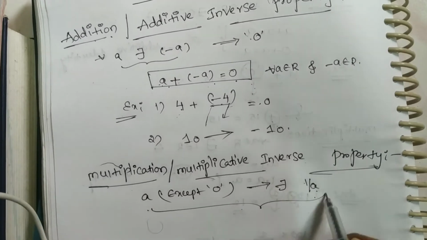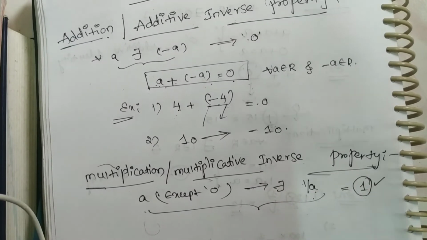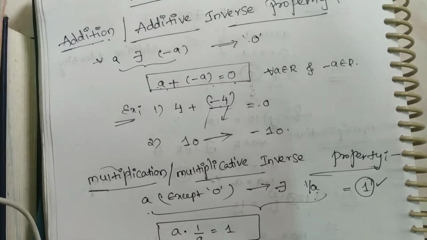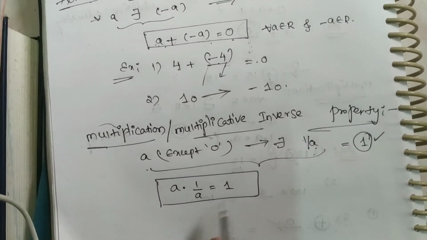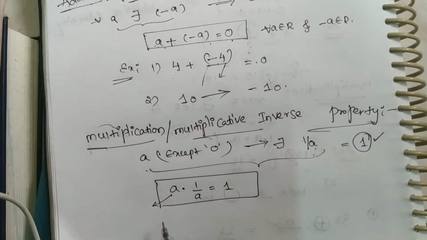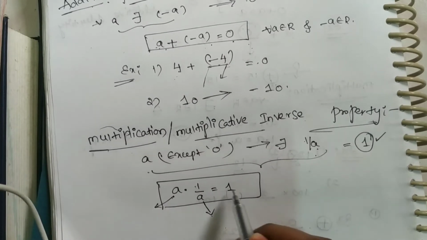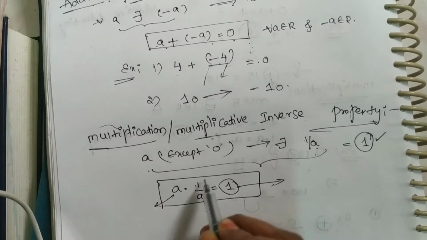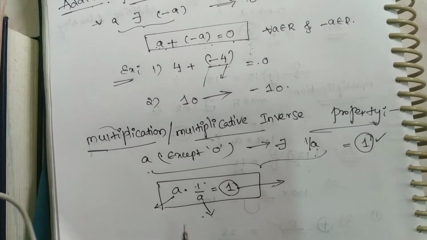So when both are multiplied, we get 1 as the result. So here a into 1 by a equals 1. This is the statement of the multiplicative inverse property. So here a is a real number and 1 by a is the reciprocal of a, and 1 is known as the multiplicative identity and 1 by a is known as the multiplicative inverse.